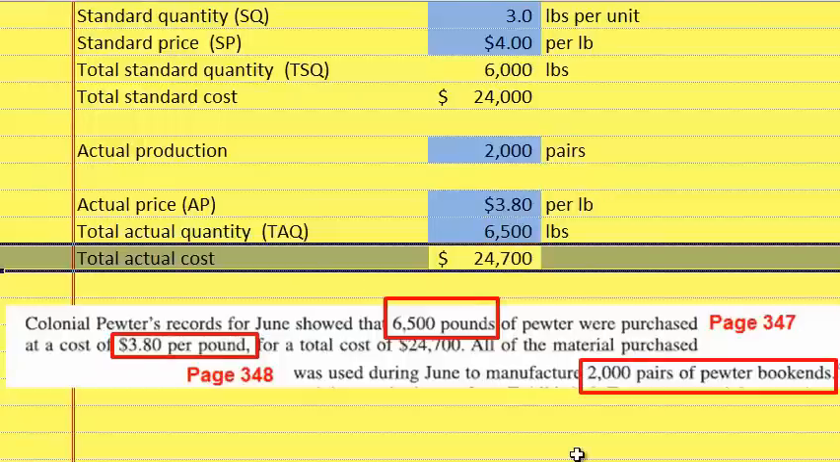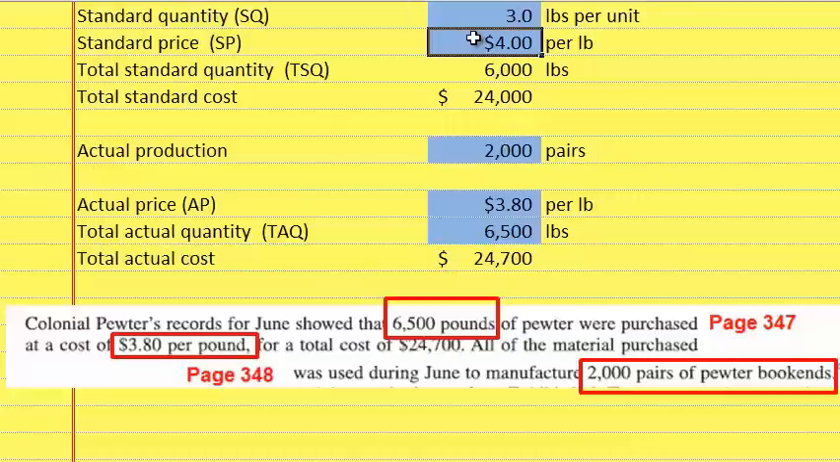Now let's make some comparisons. First of all, let's compare the standard price and the actual price. Notice we paid less per pound than we expected to. In general, not always, but in general, that's a good thing. And let's also compare total standard quantity to total actual quantity. Notice our standards say that we should have used 6,000 pounds, and we actually used 6,500 pounds. So we used more than our standards say we should have used.